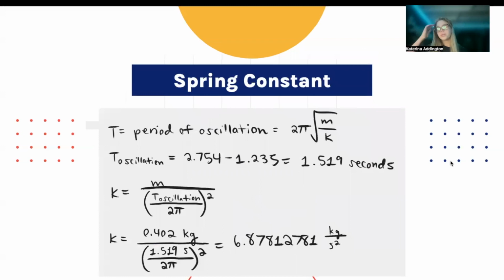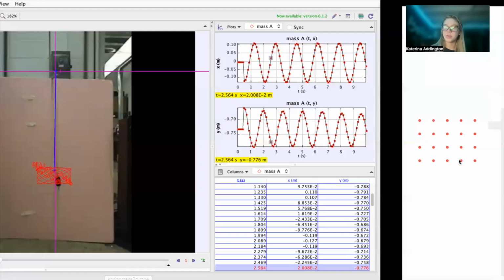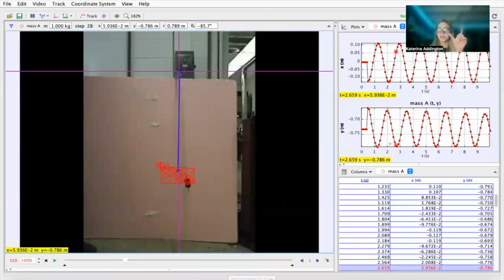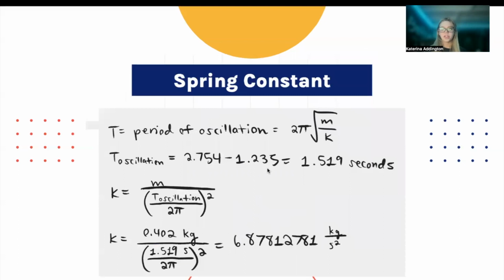So here's our formula for the period of oscillation. We can actually visually see the period of oscillation here. So we can compare the differences between the 2 points in an oscillation. And we've actually done that calculation here. It amounts to 1.519 seconds.